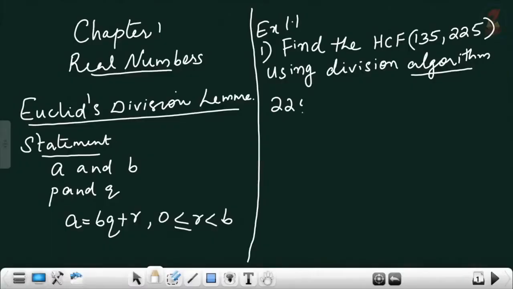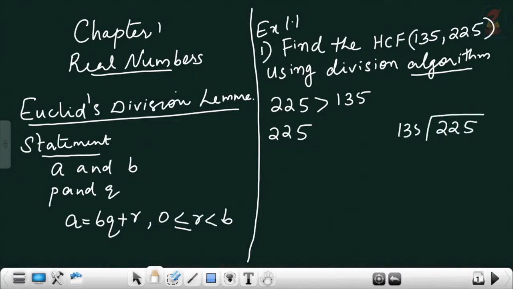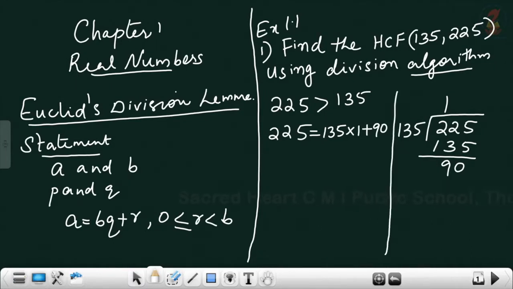Here 225 is greater than 135. Write 225 in terms of 135. For this, divide 225 by 135. One time 135, and the remainder is 90. So, we can write 225 as 135 into 1 plus 90.